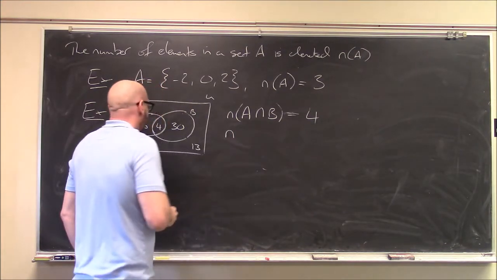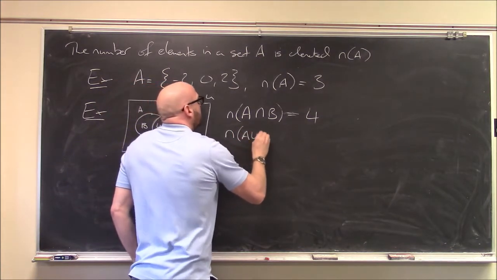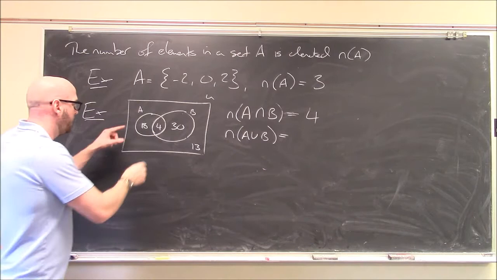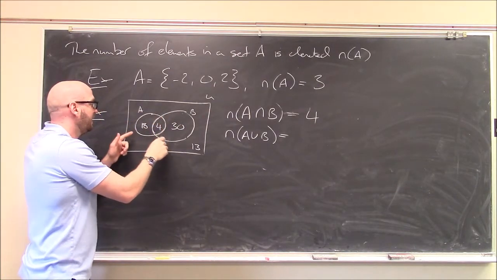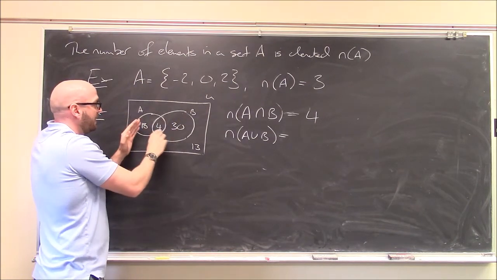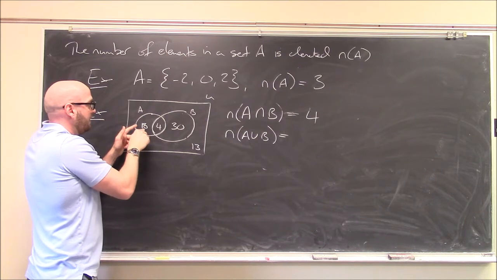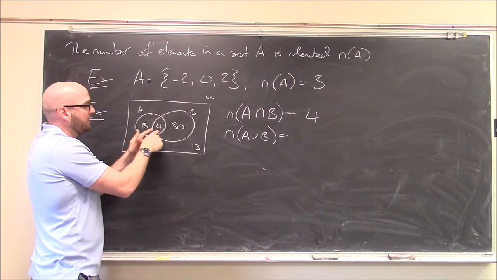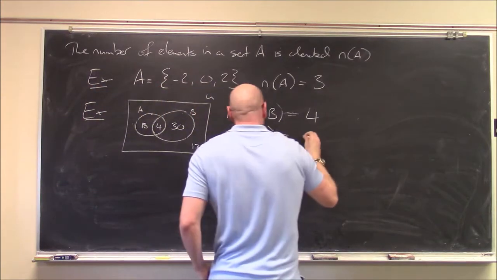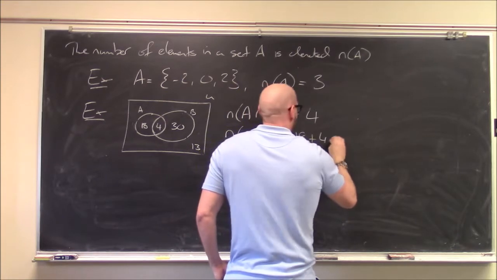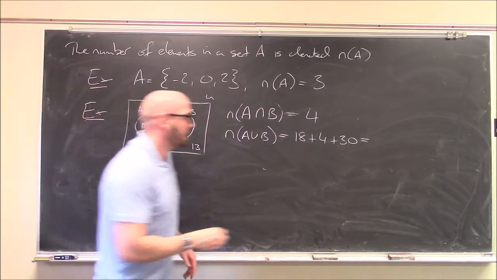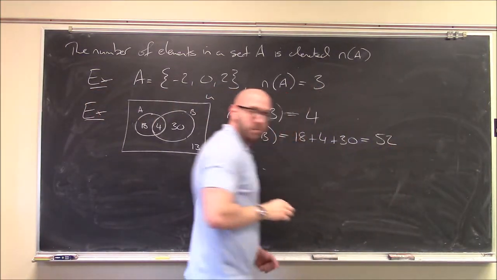How about the number of elements in A union B? Well, that would be everything that's in both sets at the same time. Not everything in both sets at the same time, but everything in both sets, period. So we'd have 18 elements here, 4 elements here, and 30 elements here, and those elements make up the union of both of these sets. So we'd have 18 plus 4 plus 30. What's that add up to? 22 plus 30 is 52 elements across both sets.